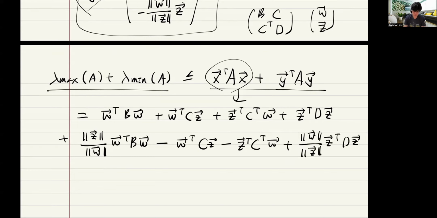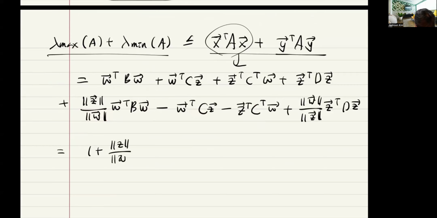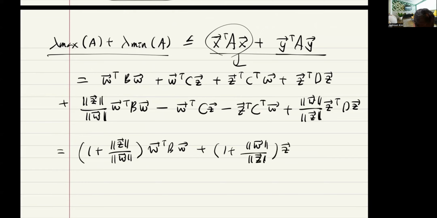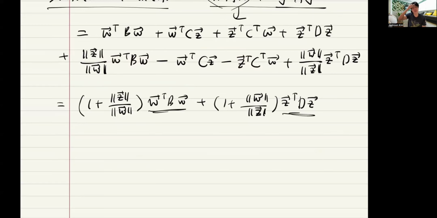You get this. And here, this term cancels out. And these are the same term, these are the same term. So what you get is 1 plus the norm of G divided by norm of W times the W transpose B W and G transpose D G. So these are the Rayleigh quotients of B and D.